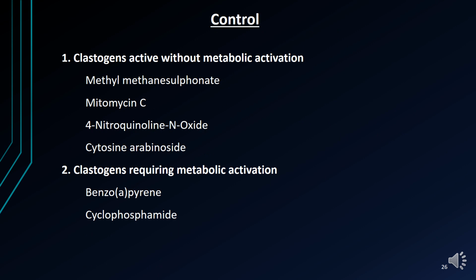Next is the control test substances. Example is the clastogen active without the metabolic activation. Examples: methyl methane sulfonate, mitomycin, 4-nitroquinoline N-oxide, cytosine arabinoside. Then clastogens requiring metabolic activation are benzopyrene and cyclophosphamide.